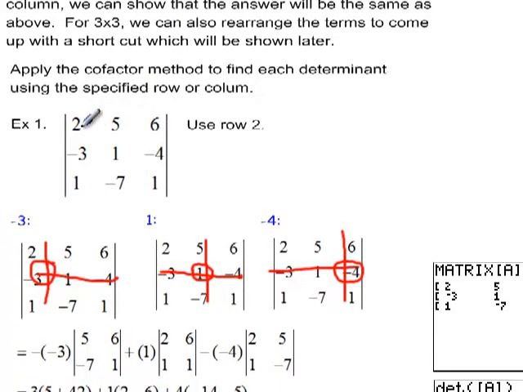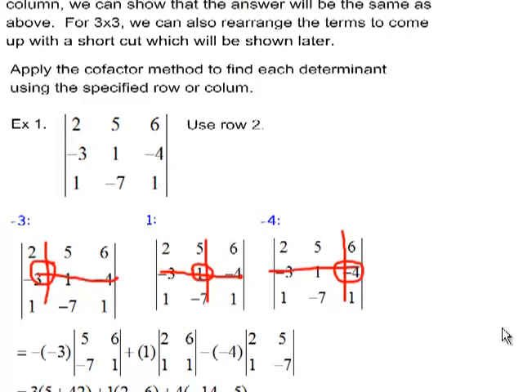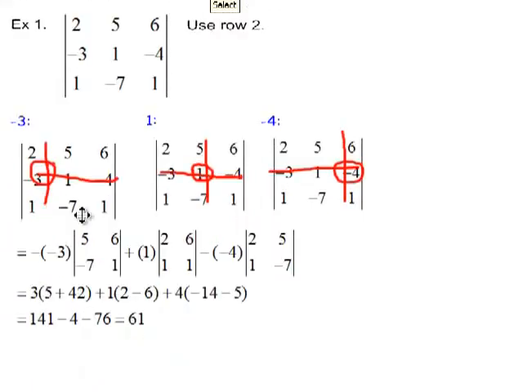I set up a matrix: 2, 5, 6, negative 3, 1, negative 4, 1, negative 7, 1, and I said use row 2. So if you use the row 2, the entry will be negative 3, and I set up for you, so it's a negative 3, and the minor will be, you cross out the second row, first column, so the minor will be 5, 6, negative 7, 1.